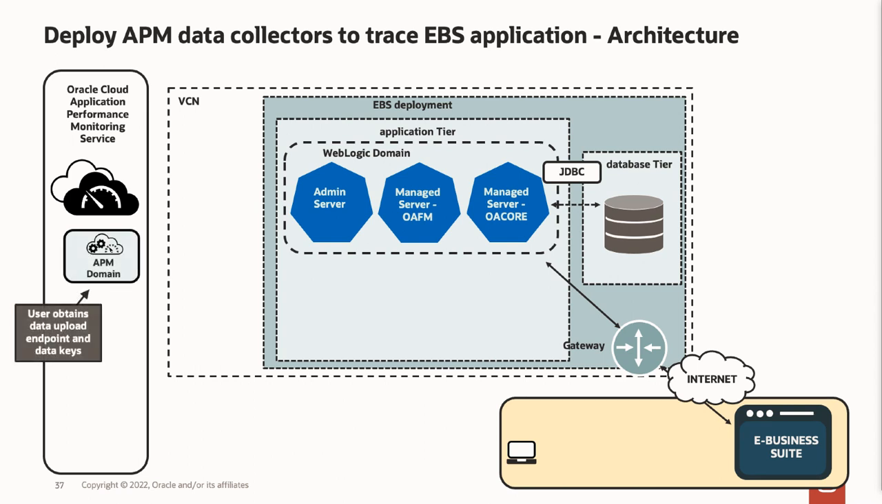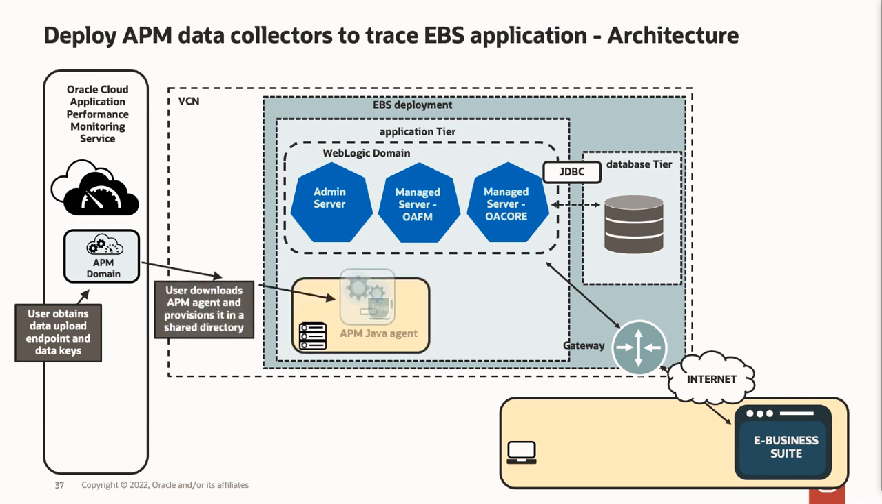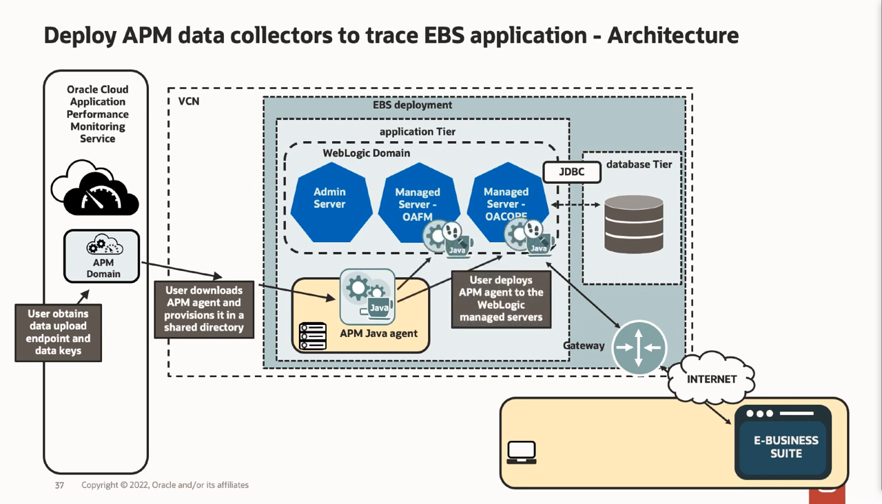First, you will create an APM domain and obtain the data upload endpoint and data keys. Then download the APM agent installer from the APM domain. Then provision it in a shared directory in the application tier. Next, use the WebLogic console to deploy the agent to the managed servers. Then restart the servers. Once the servers are back, server-side traces and spans are sent to the APM domain where the data upload endpoint was obtained. Incoming data is secured by the data key, so only authenticated data comes into APM.